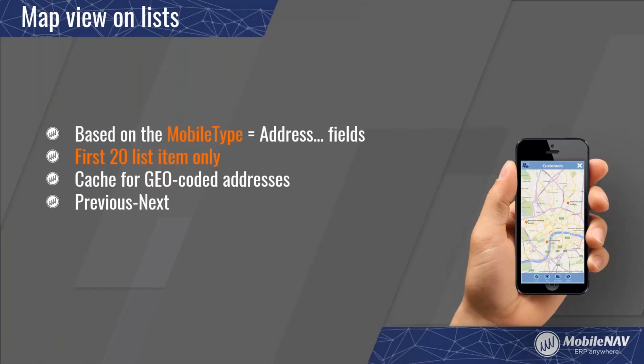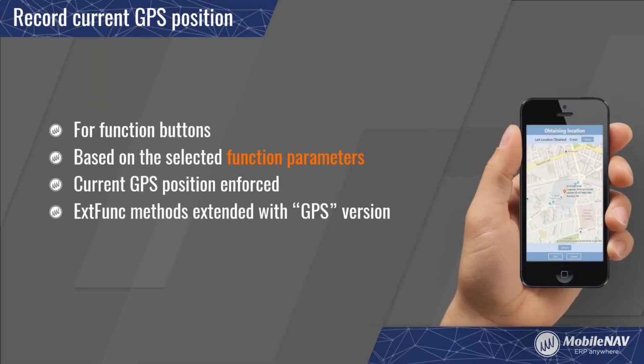In the map view, we have already seen that it's based on the mobile type address fields, as I promised. There is a limitation of showing only the first 20 list items in the list. If you have more items, then of course you need to filter, so you narrow down the filter criteria, because I don't think it makes sense to display 100 coordinates on a map. And it's also a question of how fast the reverse geocode can work on that many items. And as you could see, you can click on the items and it will open up the card page of the certain record.